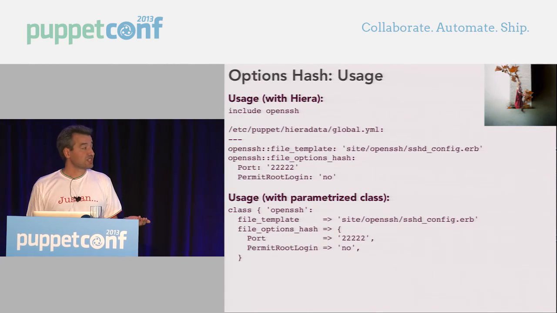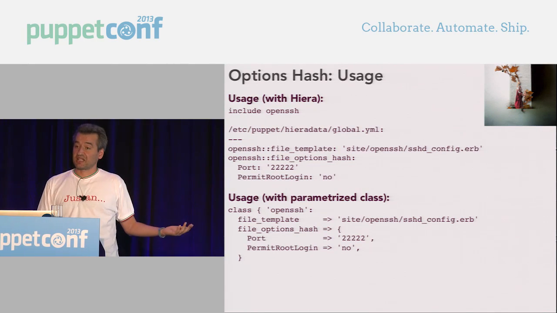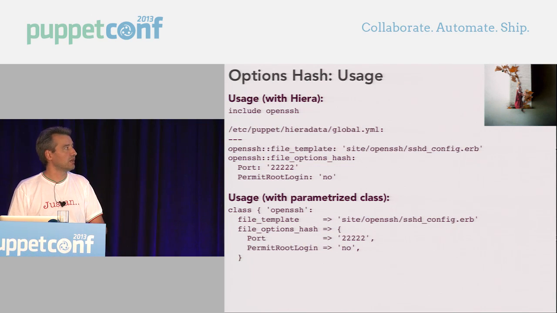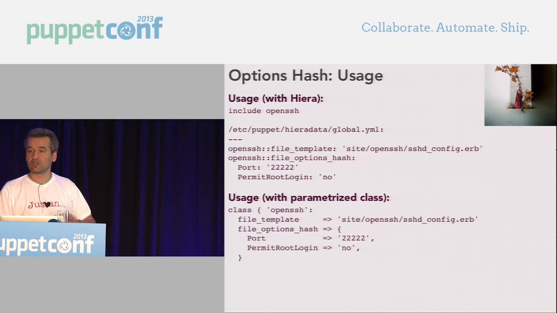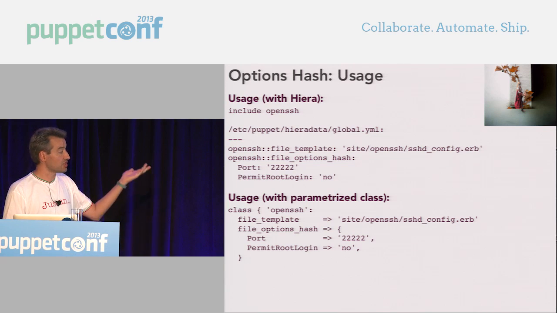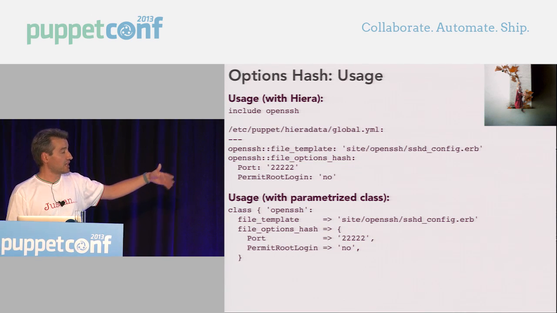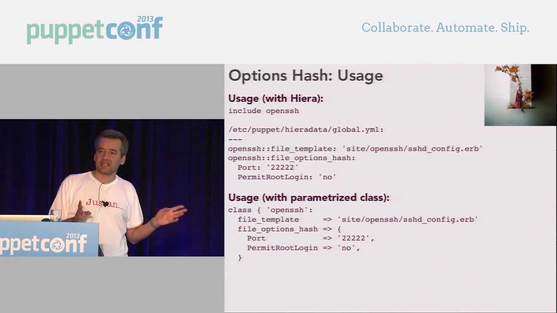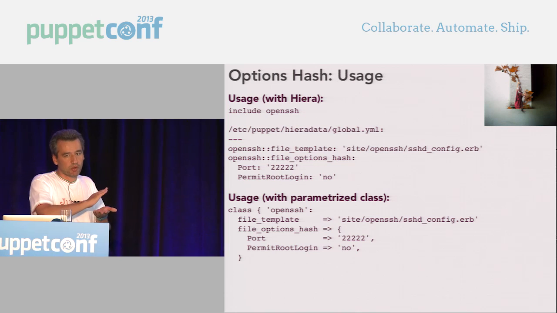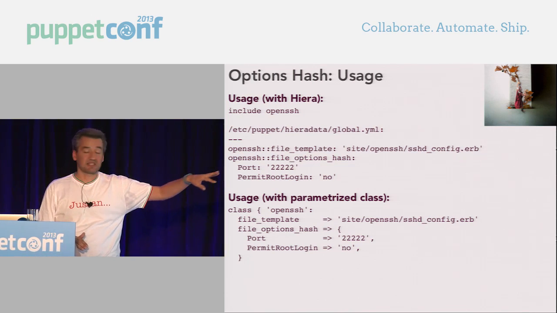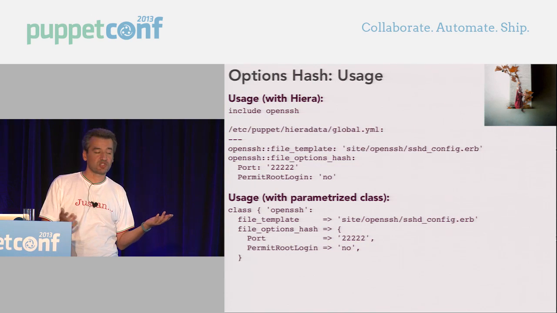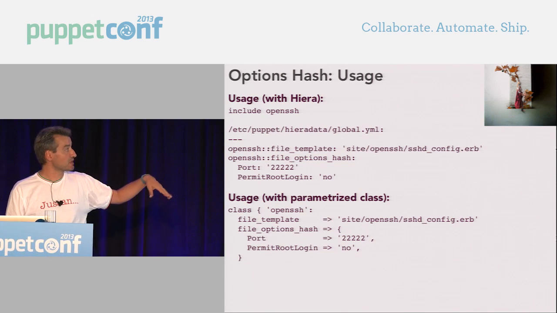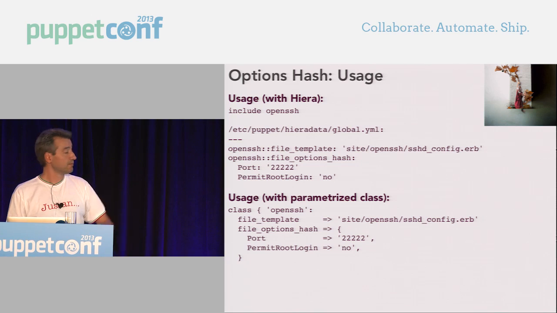And the usage is either using directly a parameterized class or here with the YAML where you can set all the parameters you want. So this is a usage case using different. When I talk about parameters, actually, I don't necessarily mean that you need to provide them in a parameterized class style. You can, of course, set the same parameters using data bindings in Puppet 3 and having them set in here.